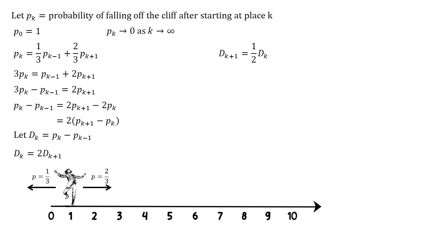Hence d k plus 1 is equal to 1/2 dk. Now if we kept this going with dk, we can see that, so for example, dk is going to equal 1/2 d k minus 1. This would equal 1/2 of d k minus 2, so on and so on.